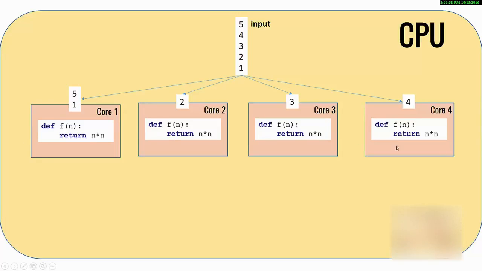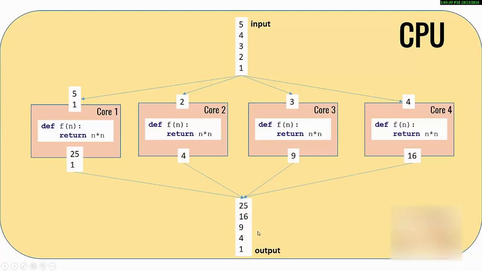And let's say they calculate the results, and here are my results, and in the end you aggregate those results back into one output. Now the difference between this approach and the previous approach is that here you are utilizing all the cores. Of course you have to do some division of work and then aggregation, but you are utilizing all the processing power that you have on a computer.